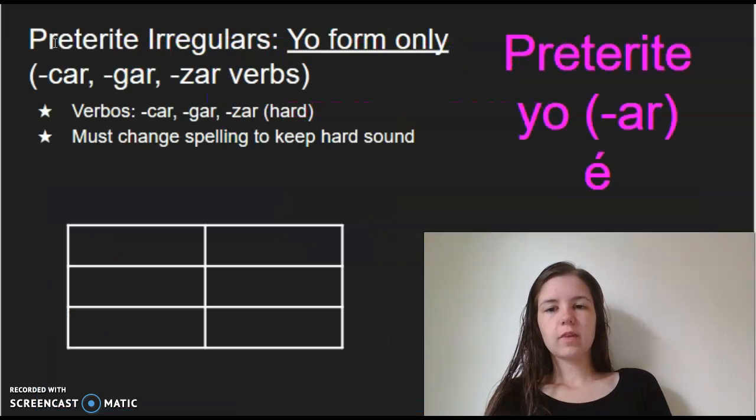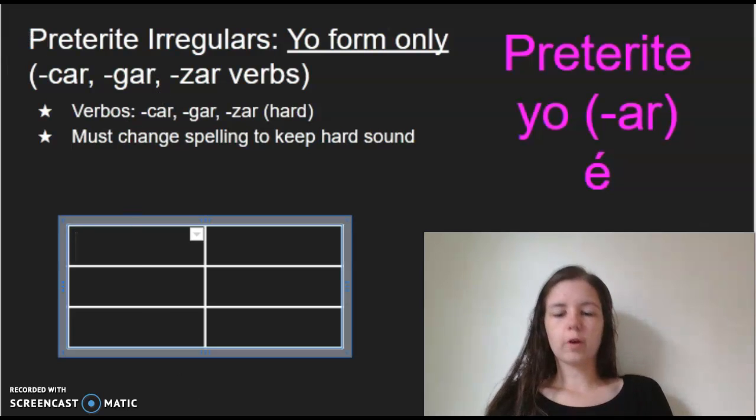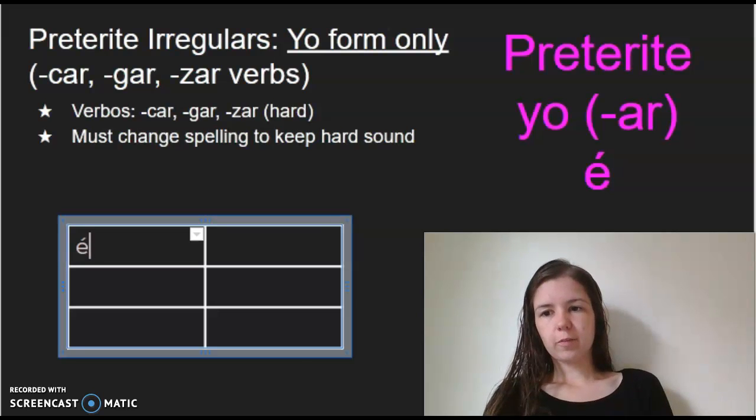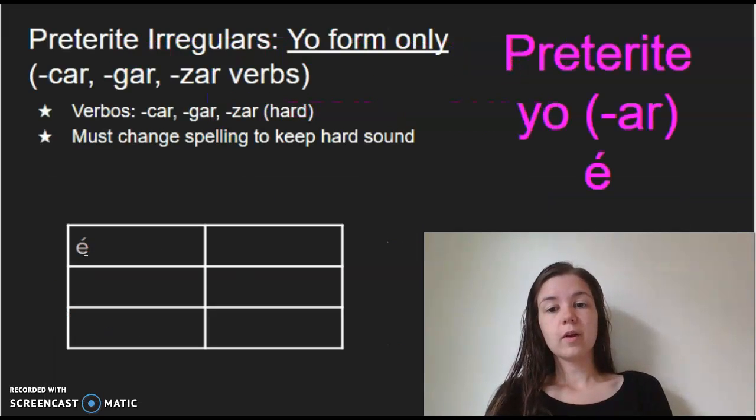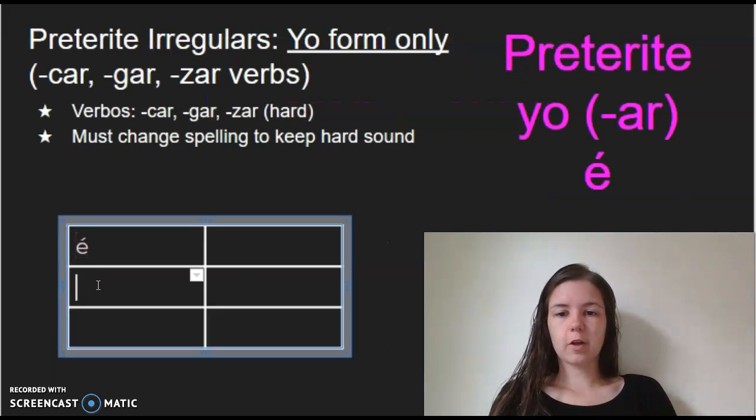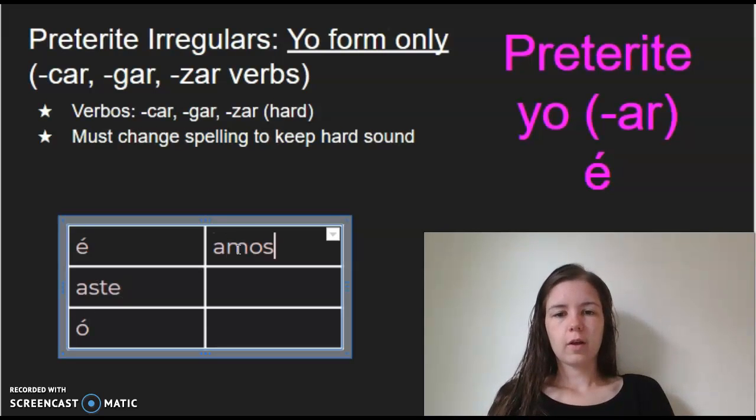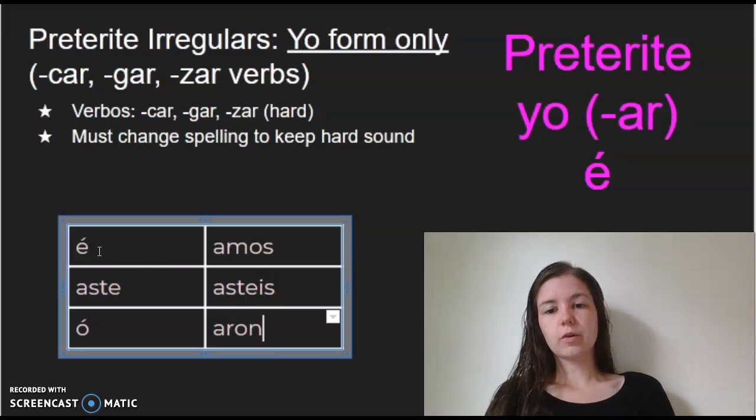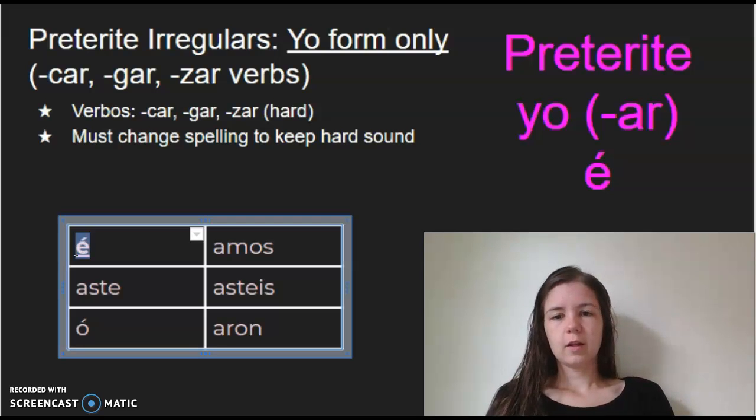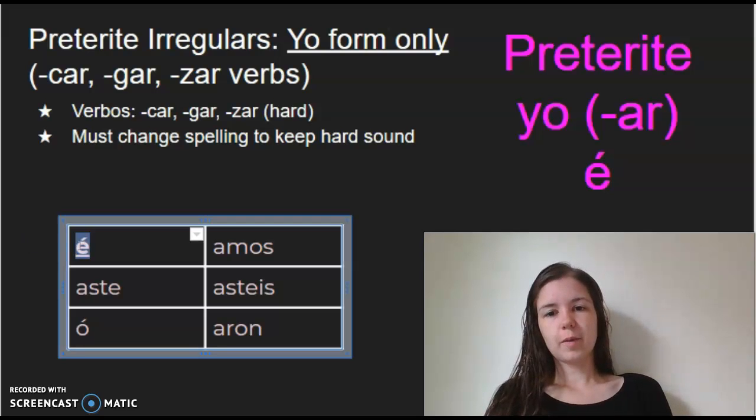So the reason I'm bringing this up with the preterite tense is that in the yo form of a preterite tense for an AR verb, my yo ending is going to be an E. And that goes back to C, G, or Z followed by an I or E making a different sound now. And that's just in the yo form, because all my other preterite endings are aste, ó, amos, asteis, aron, which are not I's or E's. So here, since I have this E, I'm going to have to change some spelling.